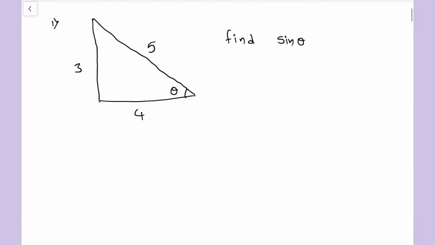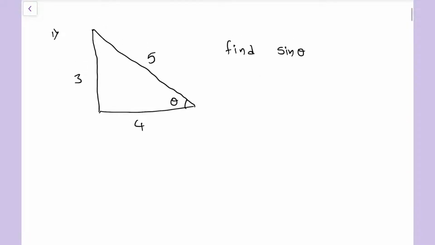The first question, where they will give one right angled triangle with all the three sides and they will ask us to find out either sine theta or cos theta or tan theta or remaining three ratios. So let us check this question. Sides are given as 3, 4 and 5 units. Then he is asking us to find out the sine theta.